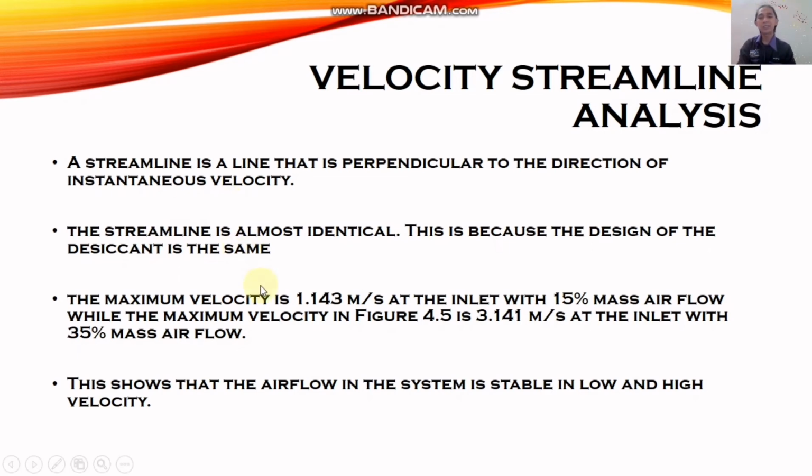So the maximum velocity for 50% mass airflow is 101.143 meters per second, and for 35% it is 3.141 meters per second. This shows that the airflow in the system is stable in low and high velocity.